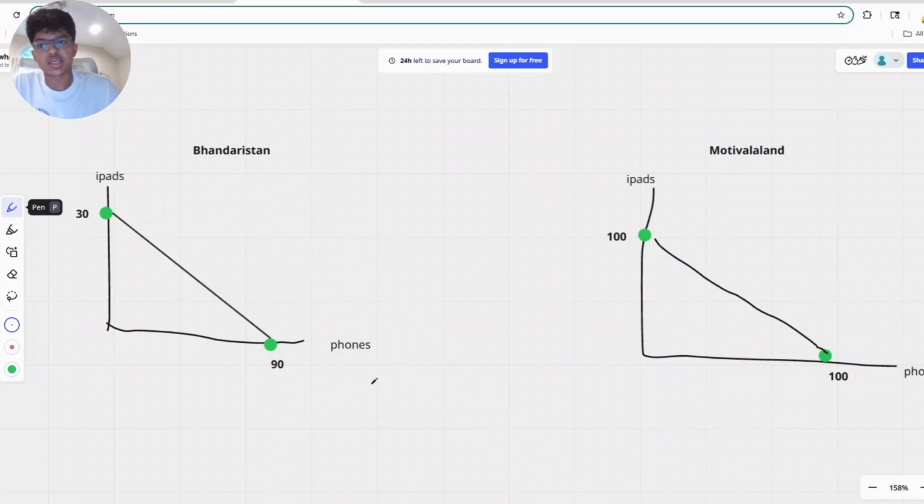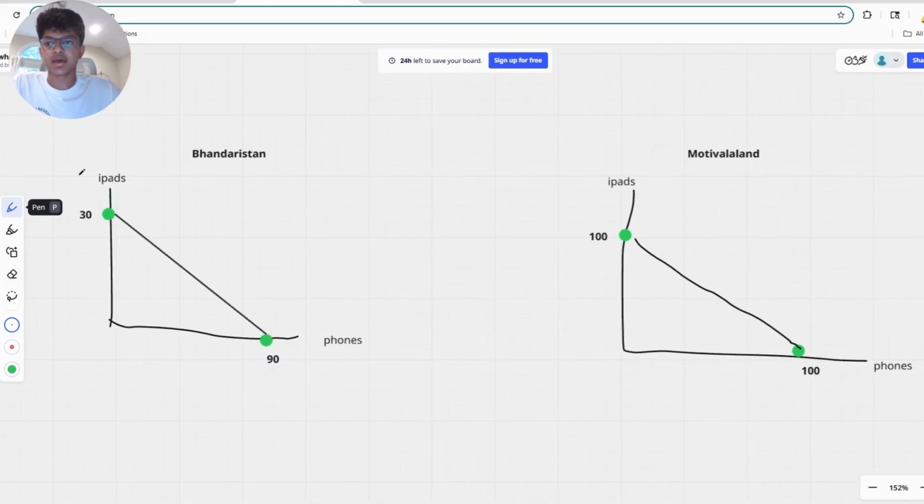It's constant opportunity cost. That's why the PPC has these straight lines, as you can see here. Well, this one isn't so straight, but yeah, it's constant opportunity cost. And in Bandaristan, you can produce up to 90 phones or 30 iPads. And likewise in Motibalaland it's 100 phones or 100 iPads. So the first question I want to ask here is, eventually we're going to engage in trade between these two countries. But the first question is, in what does Motibalaland have an absolute advantage?